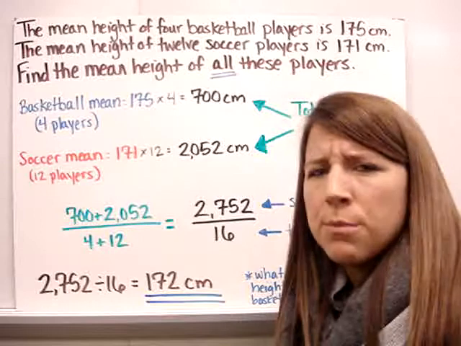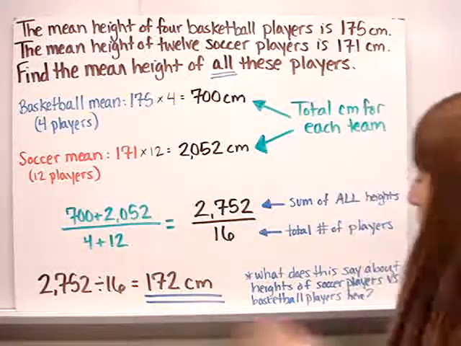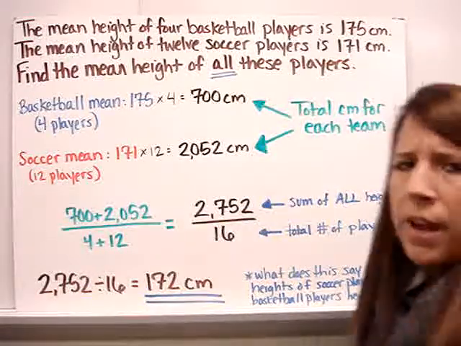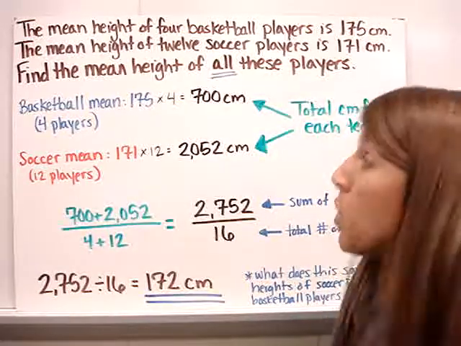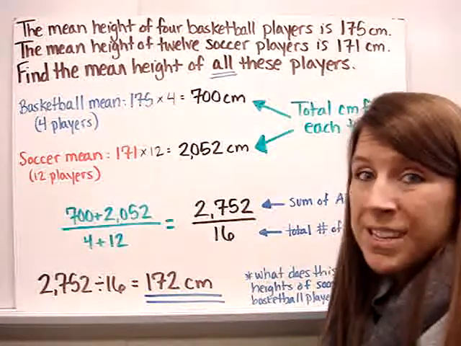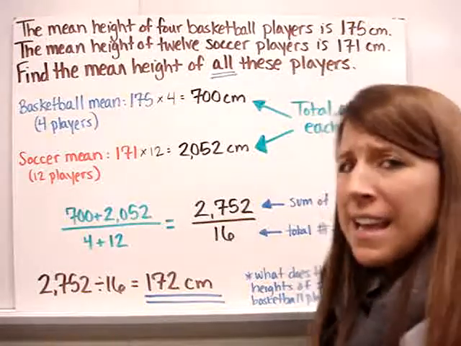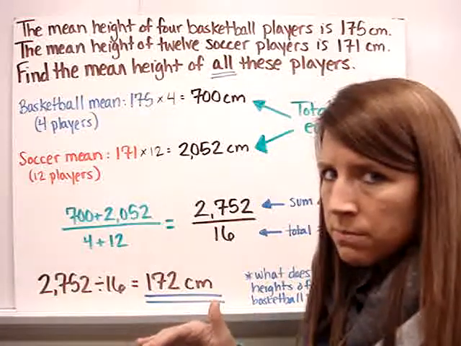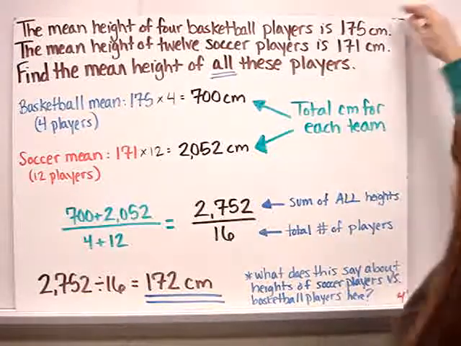And that is reasonable, because it's very close to their average heights already. Think about what this says about the heights of soccer players versus basketball players. There were only 4 basketball players, and there were 12 soccer players. Yet, when we added all of their heights together and divided, the average height increased for the soccer players. It's interesting, isn't it? I think so.